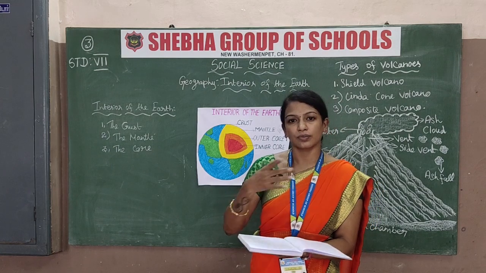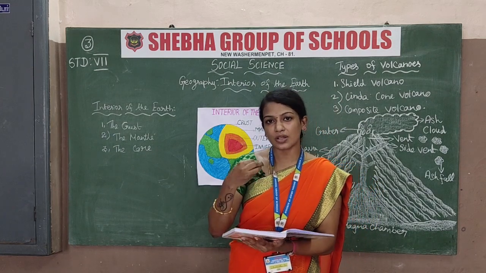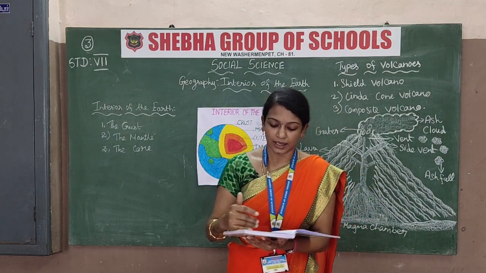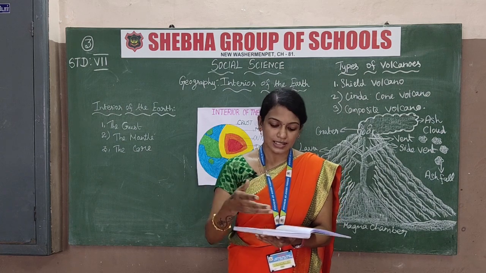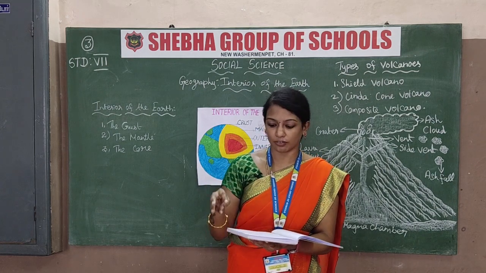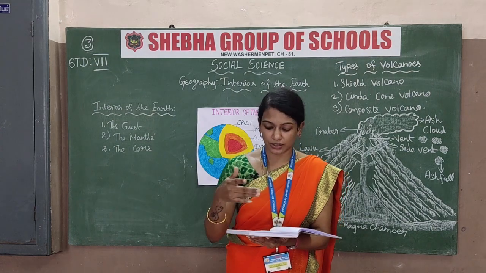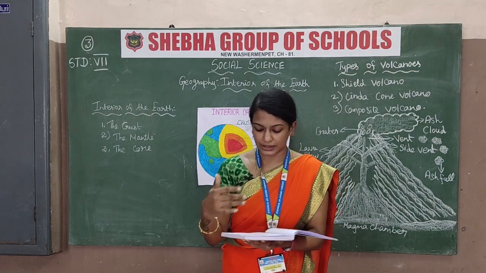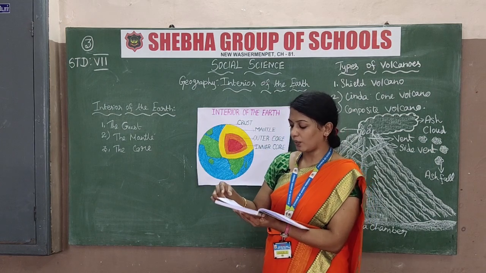And effects: we know that people lose their lives and properties. And next, distribution of earthquakes: 68% of earthquakes happen in the Pacific Ring of Fire and 31% of earthquakes in the Mediterranean belt. And next we are going to see volcanoes.